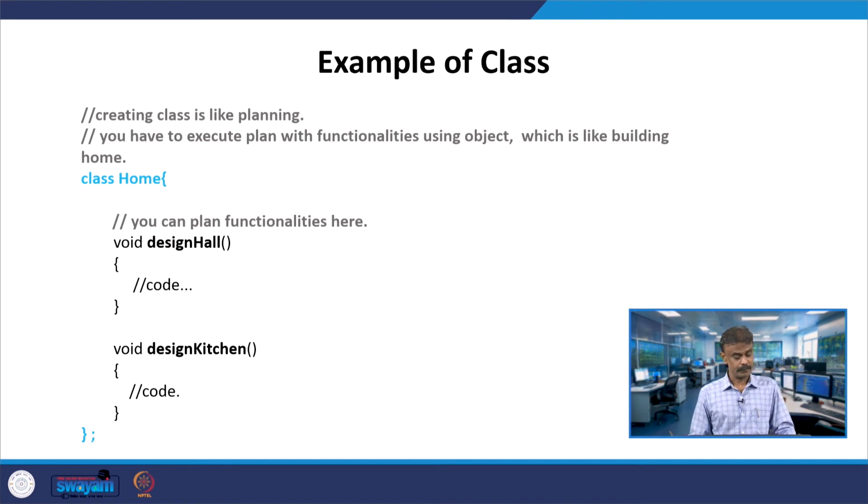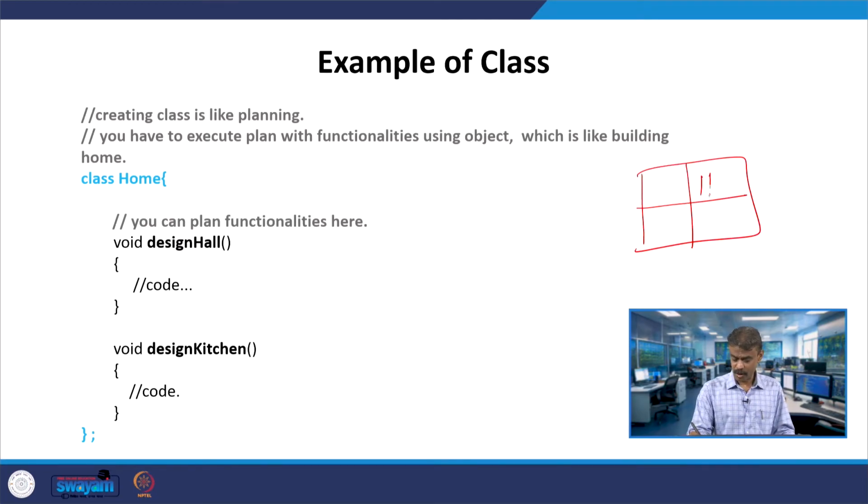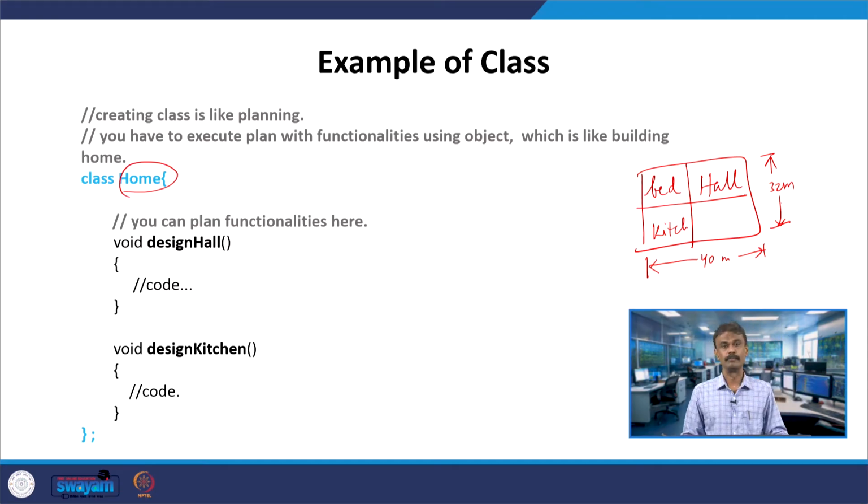For example, we are planning to create a class, let us say class home. When you consider class home, you may have a hall, a bedroom, a kitchen. So you are planning, let us say 40 meter by, let us say, 32 meter, something like that. So I am planning the class home. Now you will have certain functionalities in home, correct. Let us say a puja room, some name I am giving.